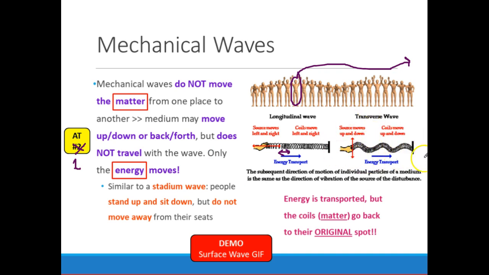A transverse wave goes up and down. So the energy is going to the right, but the particles in the coil are actually just moving up and down. The actual physical matter is not moving. It is staying in its own seat. Okay, so as energy is transported, those coils always go back to their original spot. They always sit back down in their seat. Smiley faces if that makes sense.